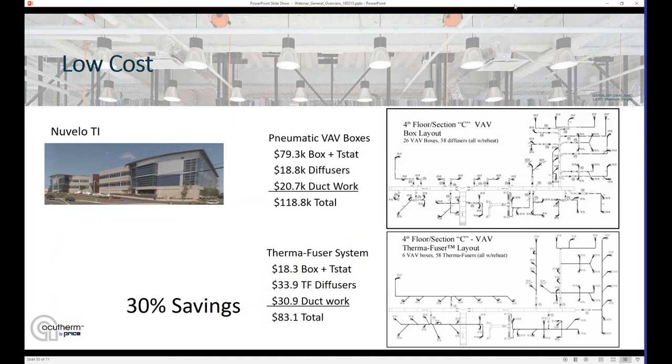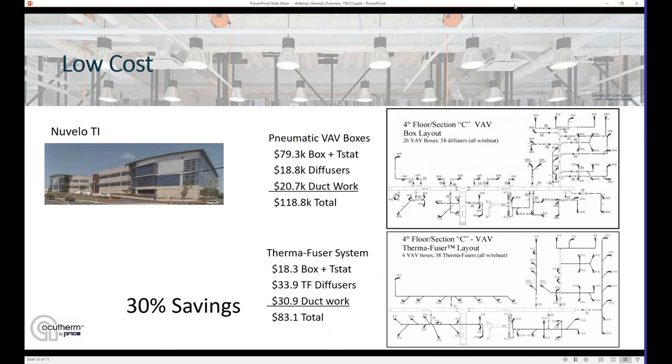Taking a look at an example here, this was a retrofit building. It already had pneumatics in it. The engineer was looking at using pneumatic VAV boxes to retrofit this portion of the building. This engineer was kind enough to share his cost with us, and we were able to lay it out using a Therma-Fuser diffuser approach and then compare costs. As you can see, the box was the majority of the cost in the original system, at $79,000, and that was able to be reduced down to $18,000. Lost my K's there on that lower slide. $18,000, not $18, for the Therma-Fuser system.